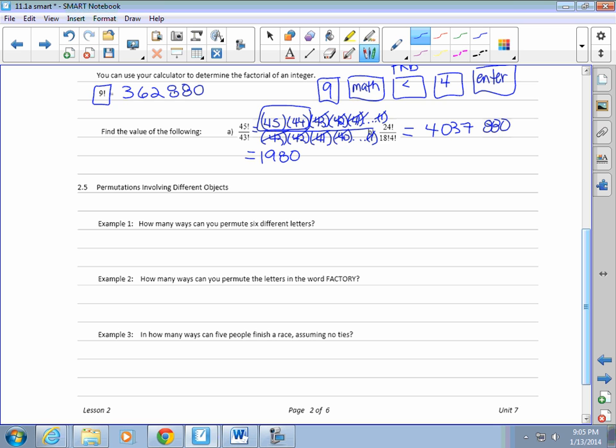So example 1 says, how many ways can you permute 6 different letters? So 6 different letters, you can pick whichever letters you want. It could just be A, B, C, D, E, F. It could be any combination from A to Z, but they're different letters. You're not repeating. So if I'm using 6 different letters, that means I have 6 choices, 5 choices, 4 choices, and so on. Easier way to write that is 6 factorial. Use your calculator, and you find that your answer is 720.